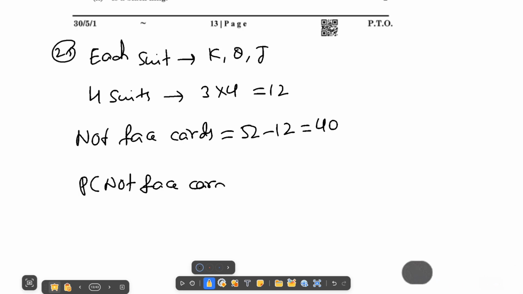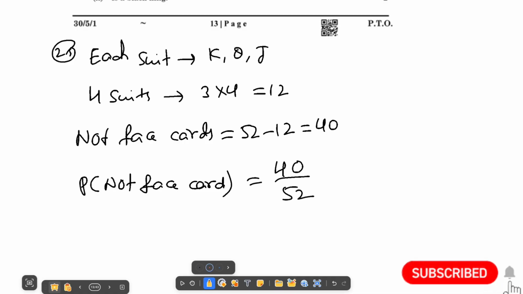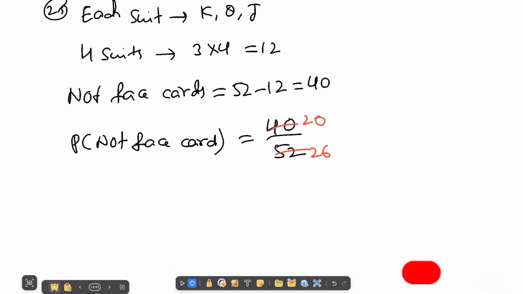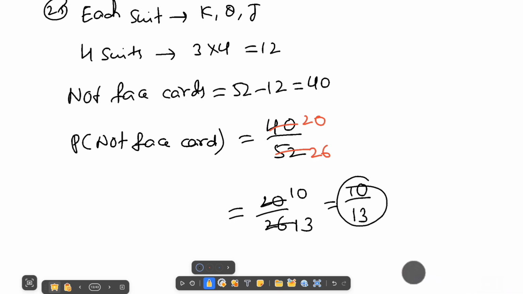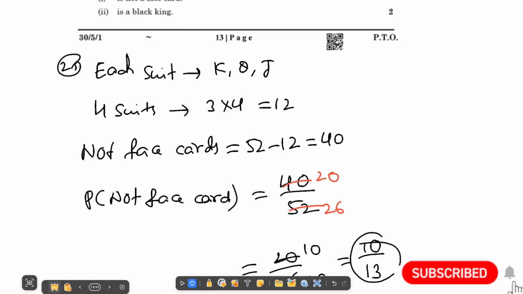So the probability of not a face card is equal to 40 favorable outcomes out of 52. We can cancel with 2: 20 by 26, and again, 10 by 13. So the probability that the card is not a face card is 10 by 13.